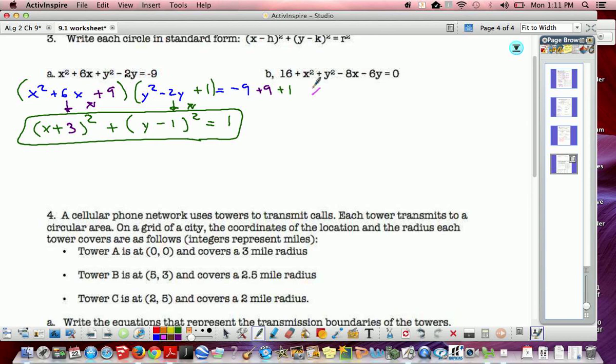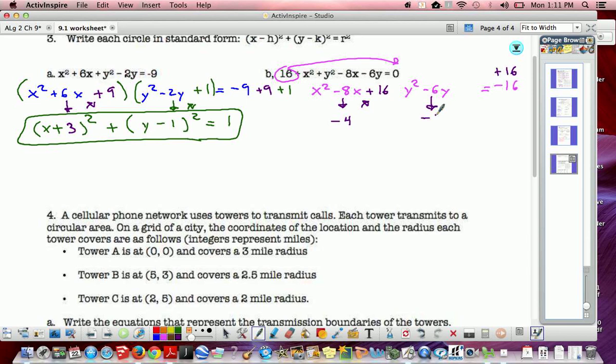Do the next one. Group my x squared, so x squared minus 8x, leave a little space. Y squared minus 6y, leave a little space, equals, if I move the 16 to the other side, comes minus 16. So let's complete the square again. Half of negative 8 is negative 4. Negative 4 squared is 16. So I need to add 16 to both sides.